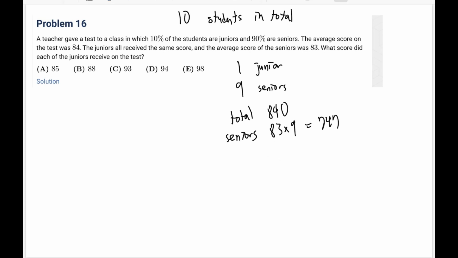And then so if we subtract the seniors from the total, then the junior score comes out 840 minus 747, which is 93. So the juniors receive 93 on the test. It's C.